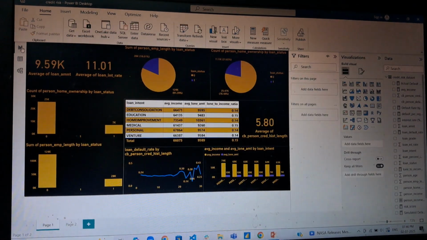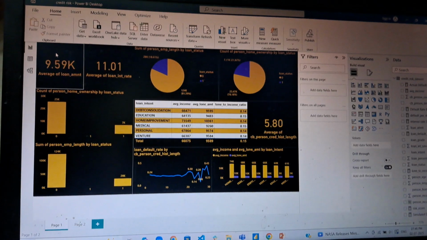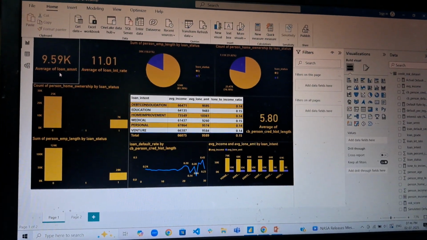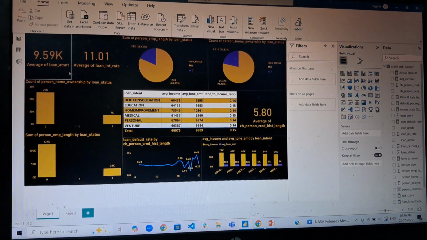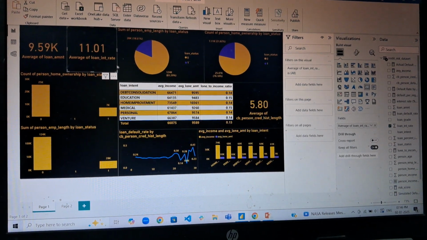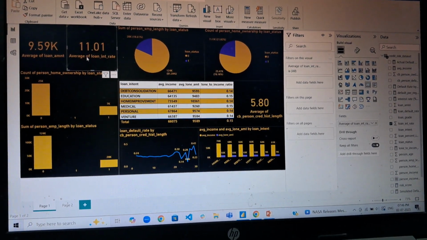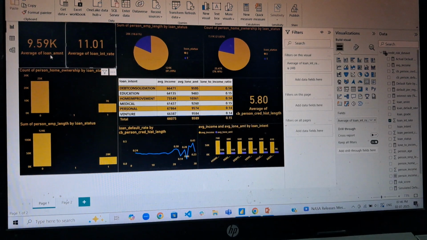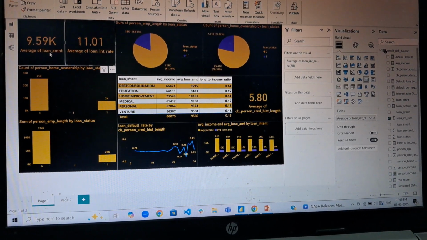We have used a slicer over here. The average loan amount is 9.59k and the average loan interest rate is 11.01. This is the average loan interest rate and this is the average loan amount.